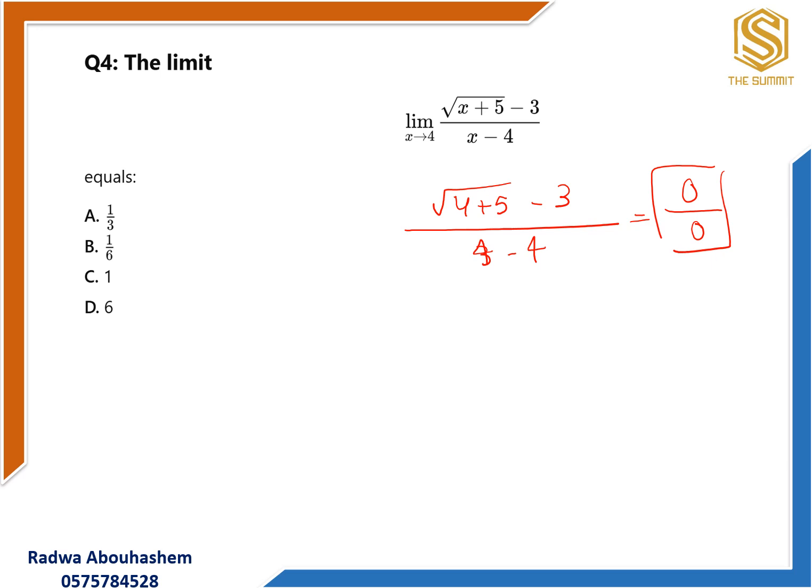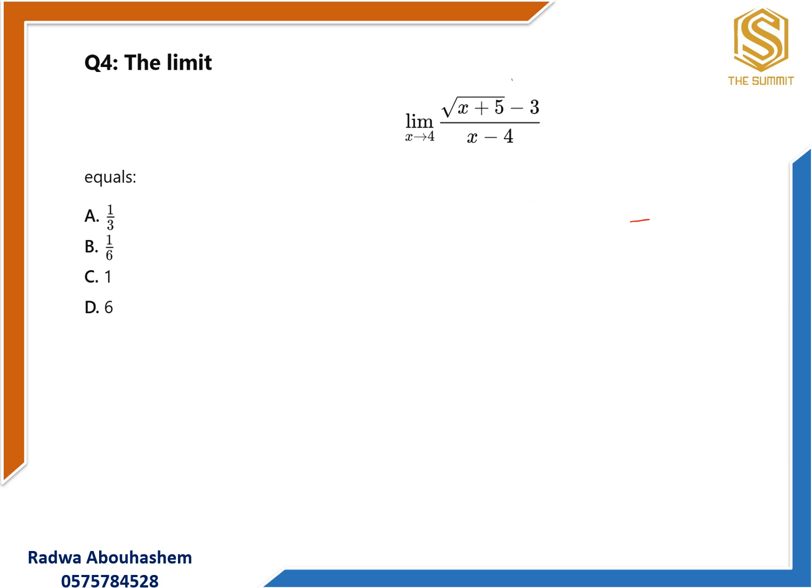So here I have radicals or roots. Once you have radicals or roots, this means that you have to use the conjugate. What is the meaning of conjugate? Conjugate means the same numbers but with a different operation between them. So here I'm gonna multiply up and down by the conjugate.